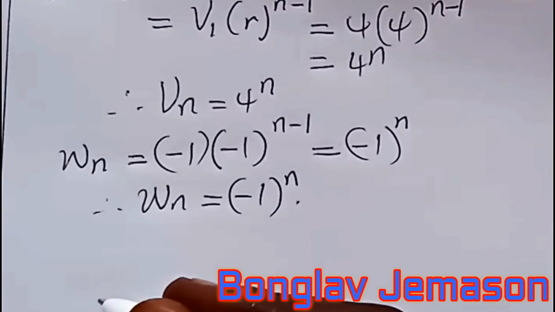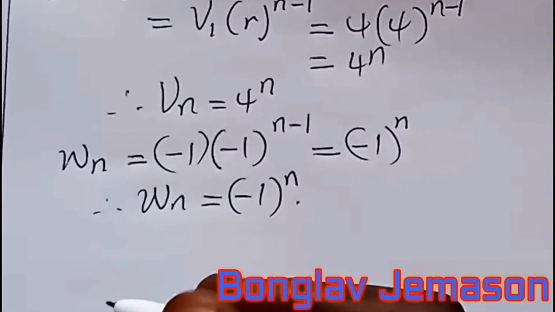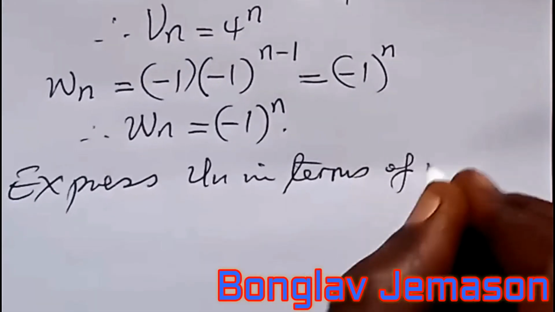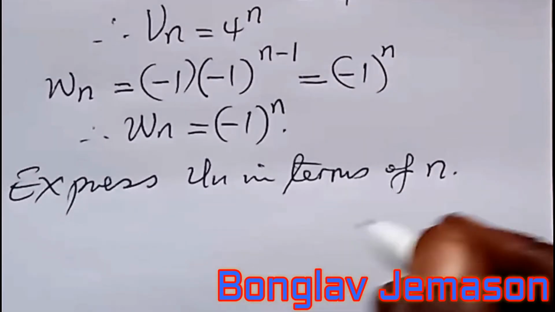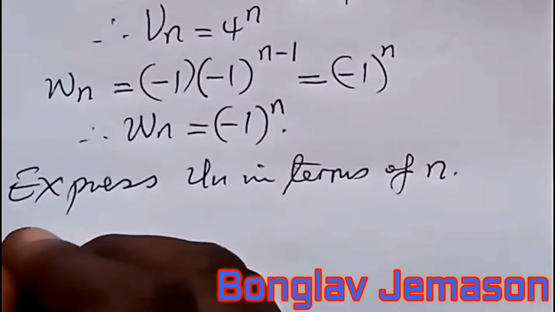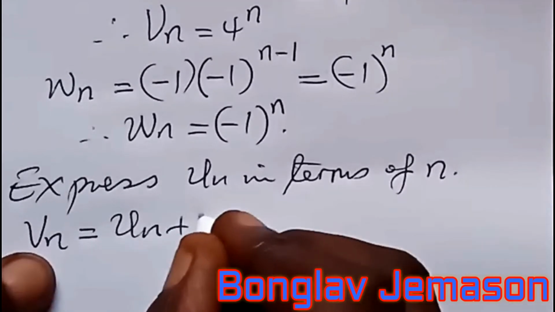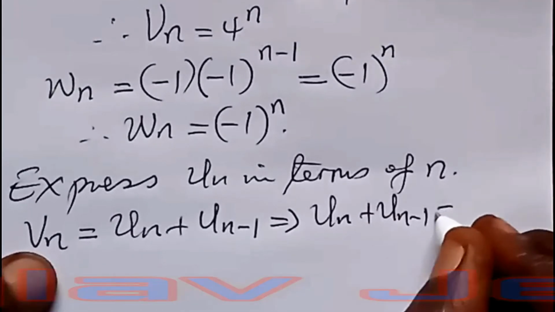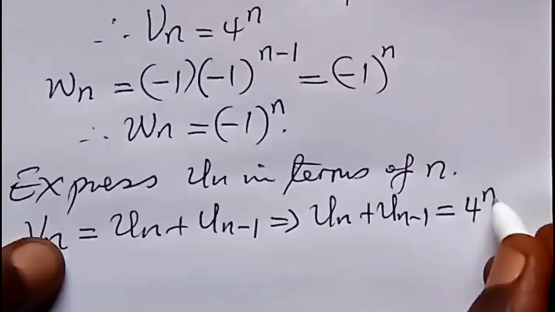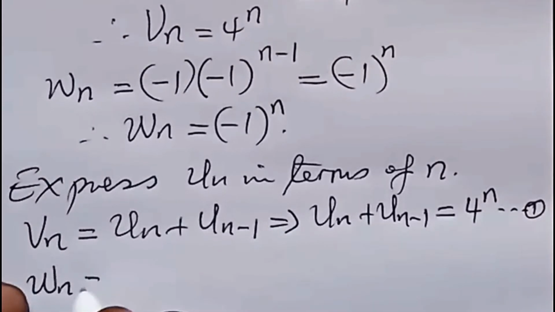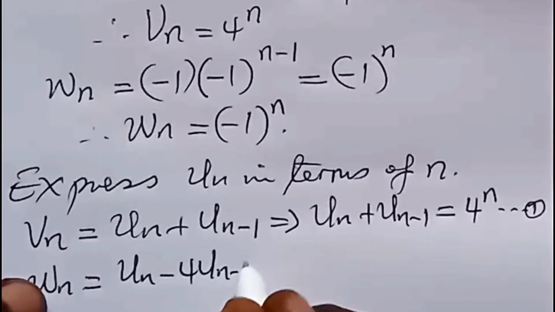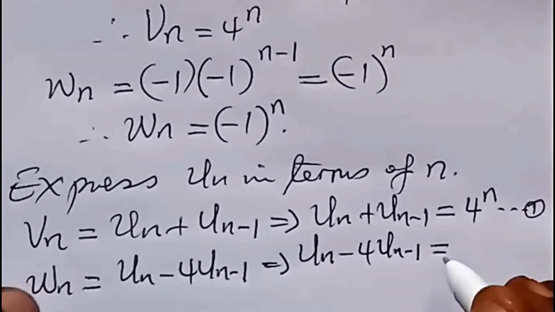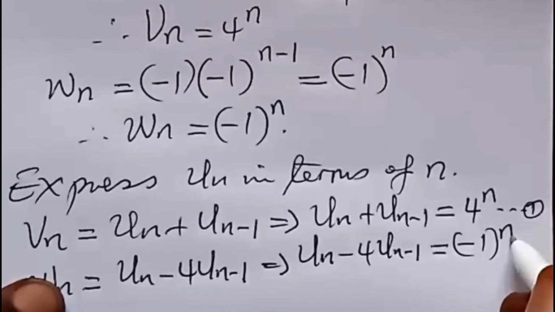We are now further asked to express un in terms of n, following the results above. So to express un in terms of n, we'll first bring the relationships. Vn is un plus un minus 1, and that implies that un plus un minus 1 should be equal to Vn that we just got in terms of n, which is 4 to the n, and we can call it equation 1. Wn is given as un minus 4un minus 1. It implies that un minus 4un minus 1 should be equal to Wn, which we established as negative 1 to the n.